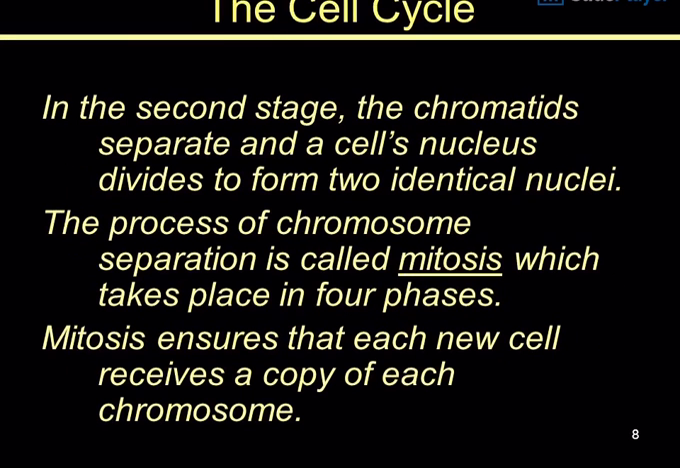The cell cycle. In the second stage, the chromatids separate and a cell's nucleus divides to form 2 identical nuclei. The process of chromosome separation is called mitosis, which takes place in 4 phases. Mitosis ensures that each new cell receives a copy of each chromosome.